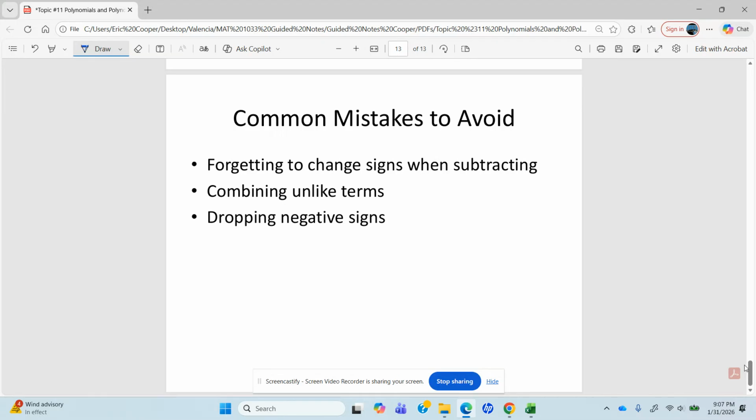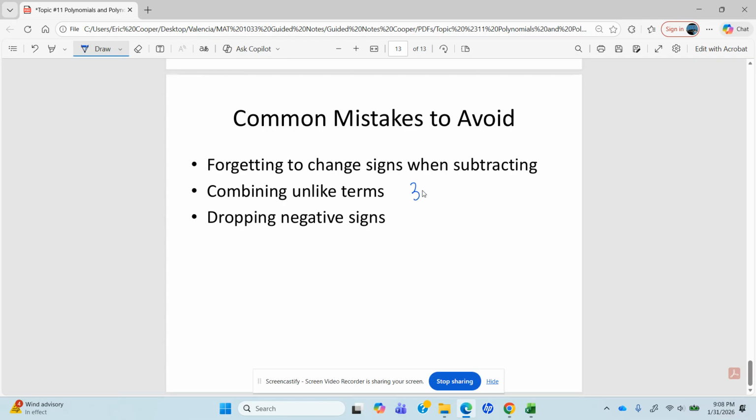So again, some common mistakes to avoid. Forgetting to change the signs when subtracting. Make sure if you're subtracting, your answer could come out negative. Understand that. Make sure you don't combine unlike terms. Make sure what you're combining is actually like terms. The variables have to be exactly the same.